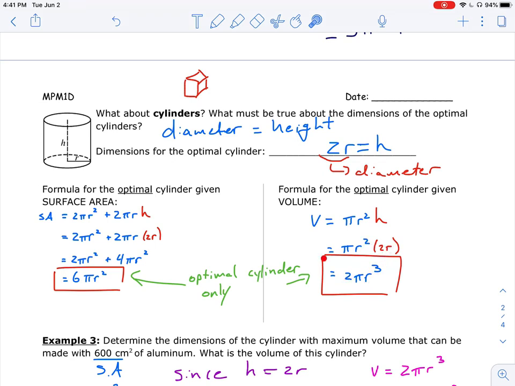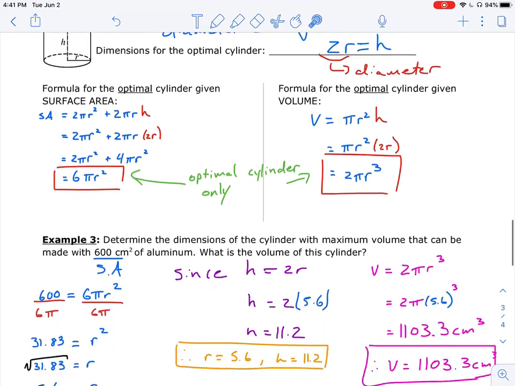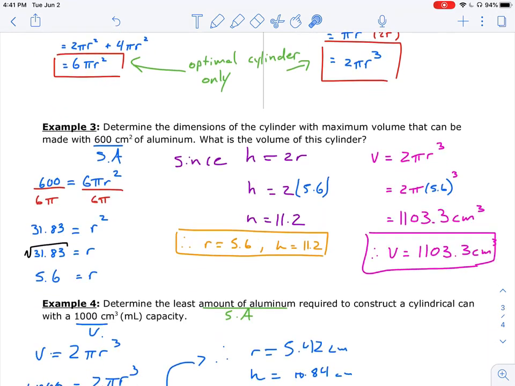So these formulas are only for optimal cylinders. So we have the surface area formula and we have the volume formula. And we have 2 more examples. Determine the dimensions of the cylinder with maximum volume that can be made with 600 centimeters squared of aluminum. All right, so that's surface area. What is the volume of this cylinder?